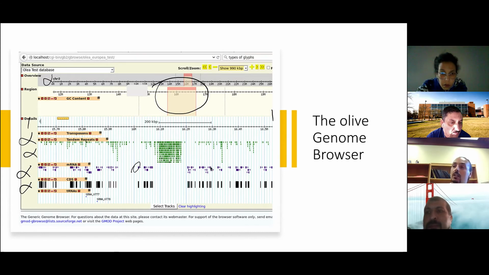Let's say I'm working on genes that are involved in polyphenol biosynthesis. I can go there with the gene ID, I can put it right there, and it will give me all the information, the positions, everything, the splicing sites, if there is anything that's controlling that expression. So the genome browser is very important. So this is the story of the olive genome.